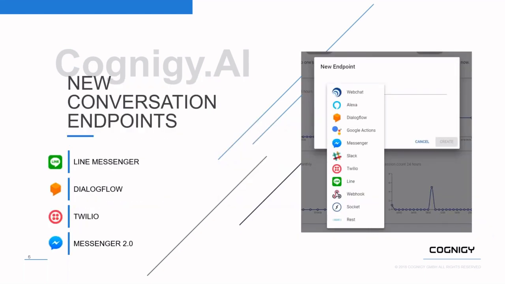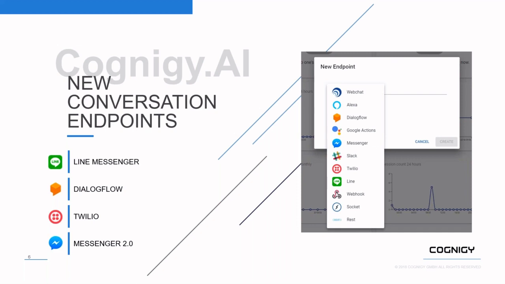An important part of the Cognigy systems are conversation endpoints. The conversation endpoints are what a user goes through when they talk to a Cognigy conversational AI. So we previously had endpoints for Facebook, Alexa, Google Actions, and so on. And we've added a couple of conversational endpoints in this release. These endpoints are Line Messenger. Line Messenger is one of the most famous and mostly used messengers in Japan and in other countries in Asia.